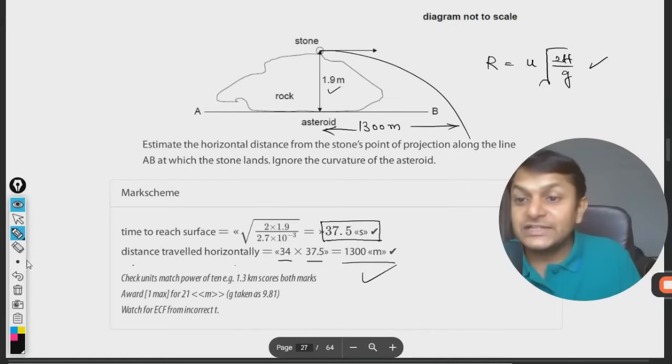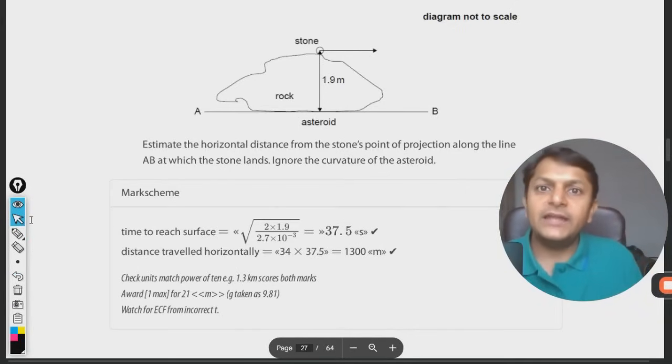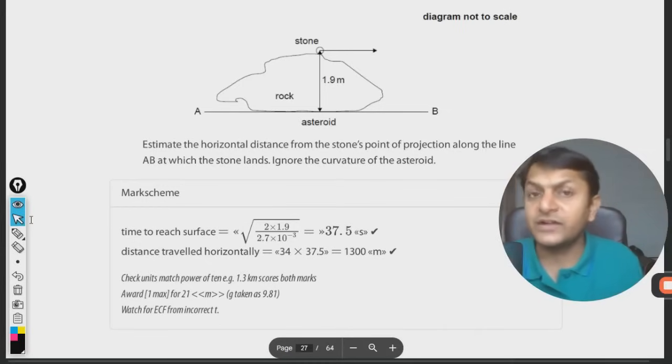Okay, dear students, so this is how we do this question. This is the end of this part. So this question is very popular, and it was asked in HL, it was asked in SL, and it's a very popular question. Many students have asked this question to me.